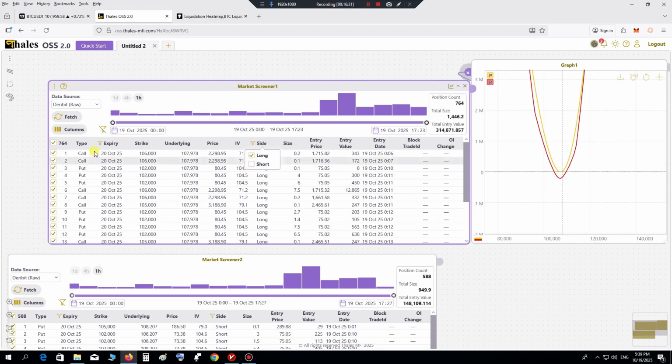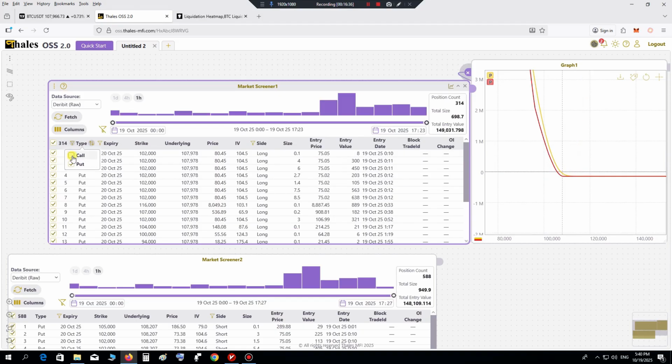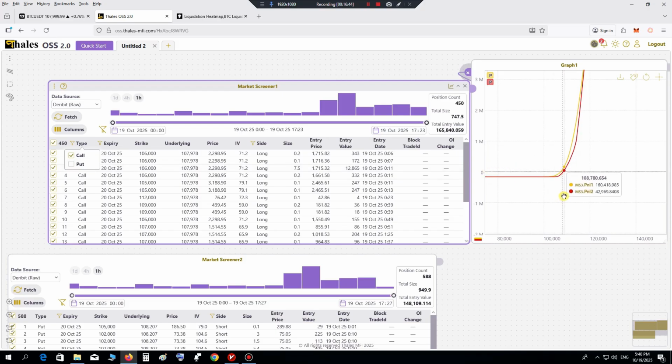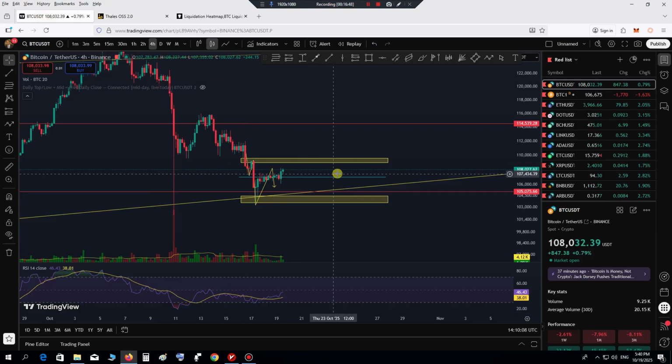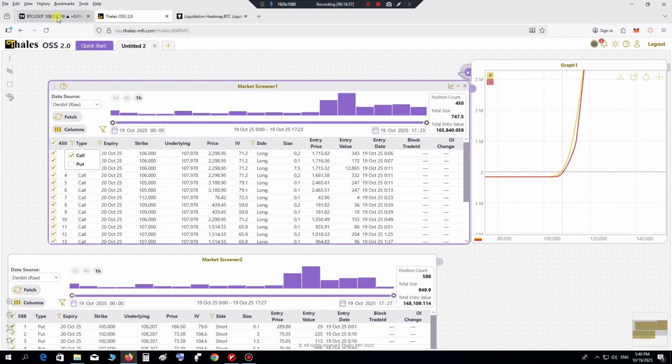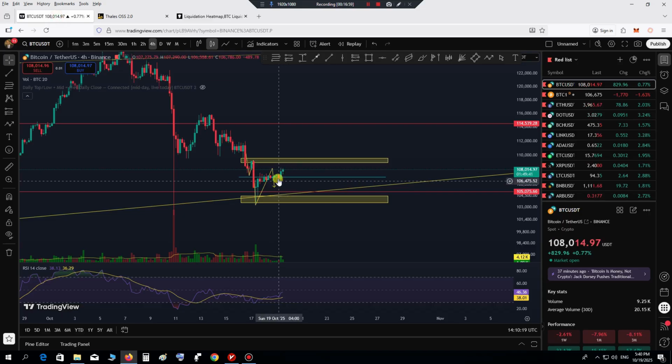2,528 Bitcoin, 1,446 Bitcoin bought, 747 Bitcoin bought call, 698 Bitcoin bought put. The call buys are slightly higher, and their target is 108,800 and above, which we're really close to right now. 108,800 and above basically means this upper zone we have, and with the moves we're seeing in the market, it's naturally the call side that's being realized.